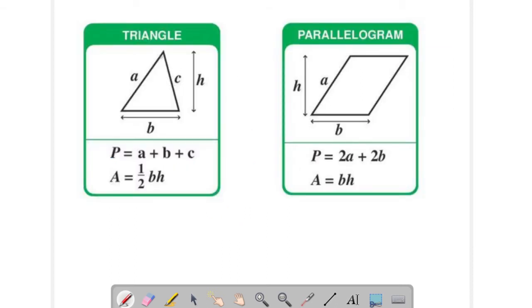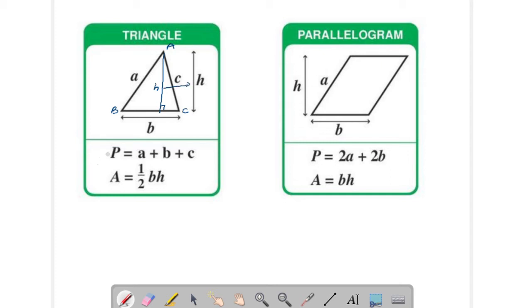Now say this is a triangle. You can name it as A, B, and C. Here, small a, small b, and small c are the three sides of the triangle, and this perpendicular distance from A to BC, that is this distance, is called the height. That is this height.